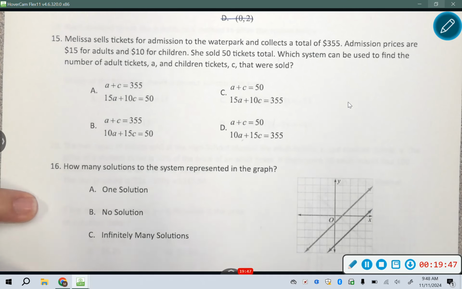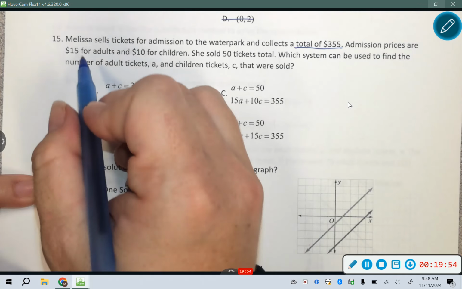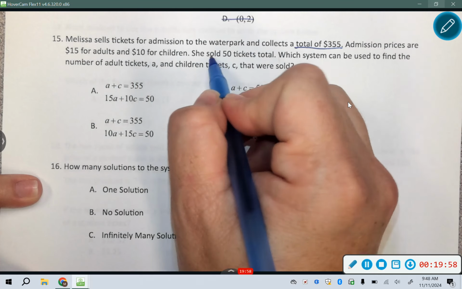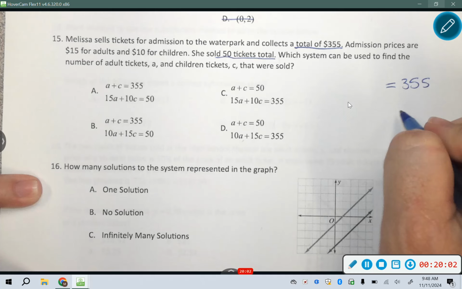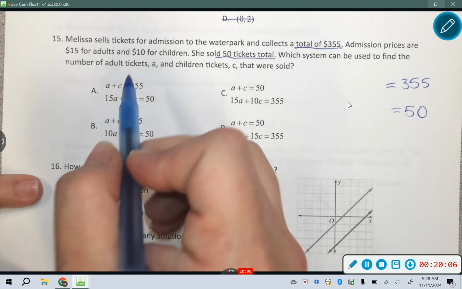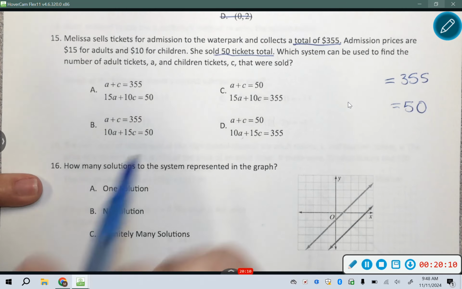Okay, number 15 says Melissa sells tickets for admission to the water park and collects a total of $355. Admission prices for adults are $15 and $10 for children. She sold 50 tickets total. Remember, my two totals are going to be what my two equations equal. What system can be used to find the number of adult tickets, A, and the number of children tickets, C, that were sold? Remember, money goes with money.